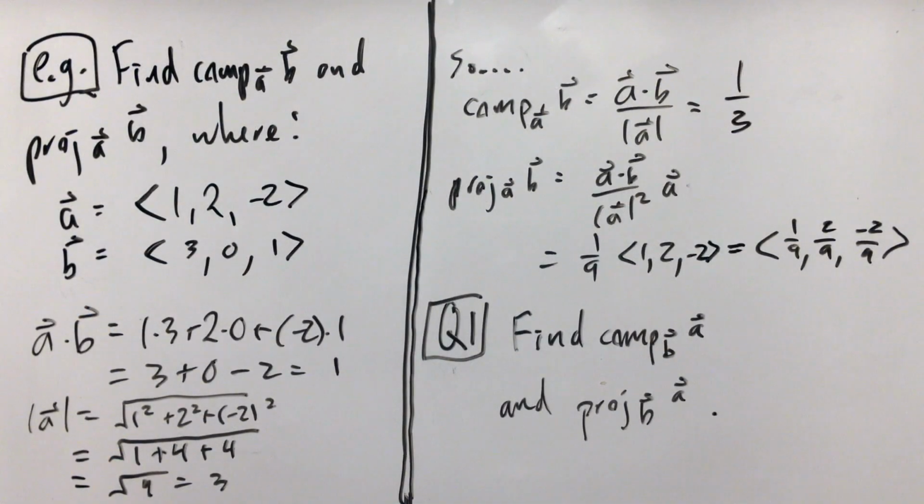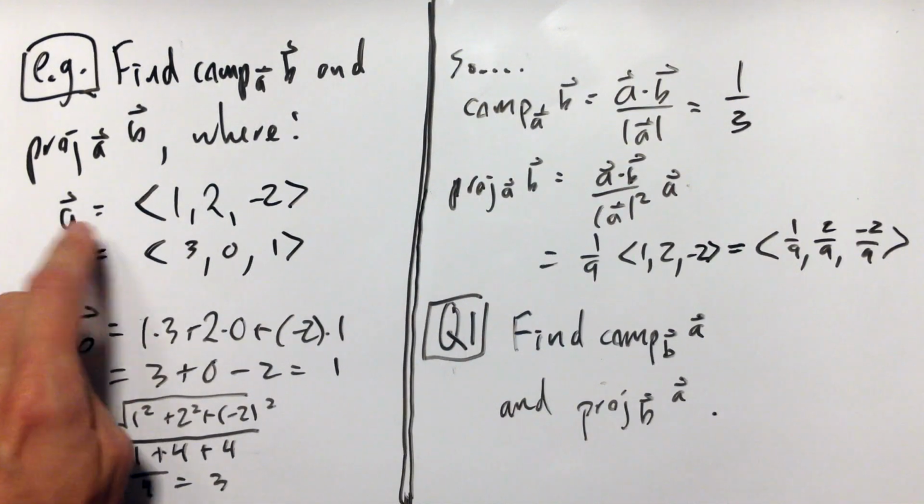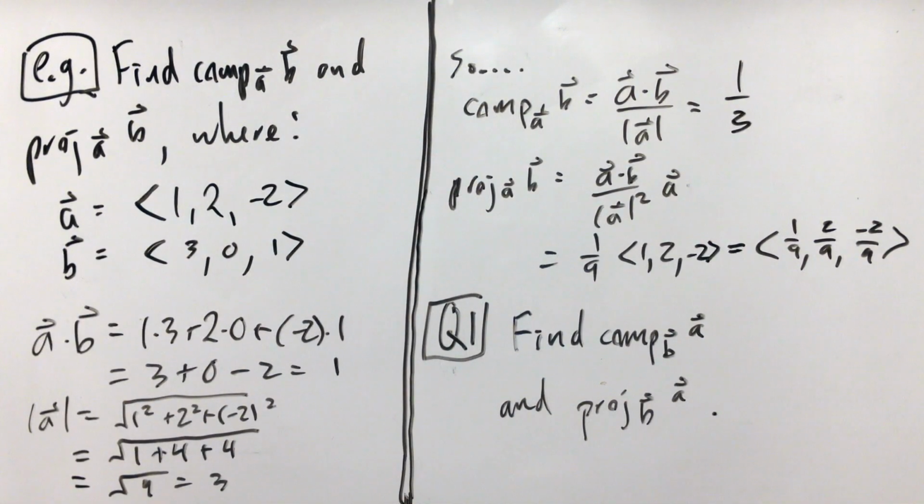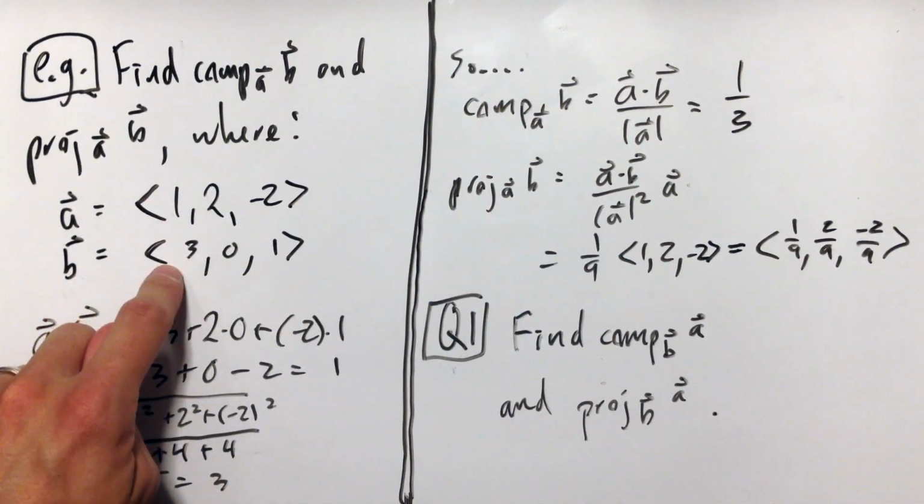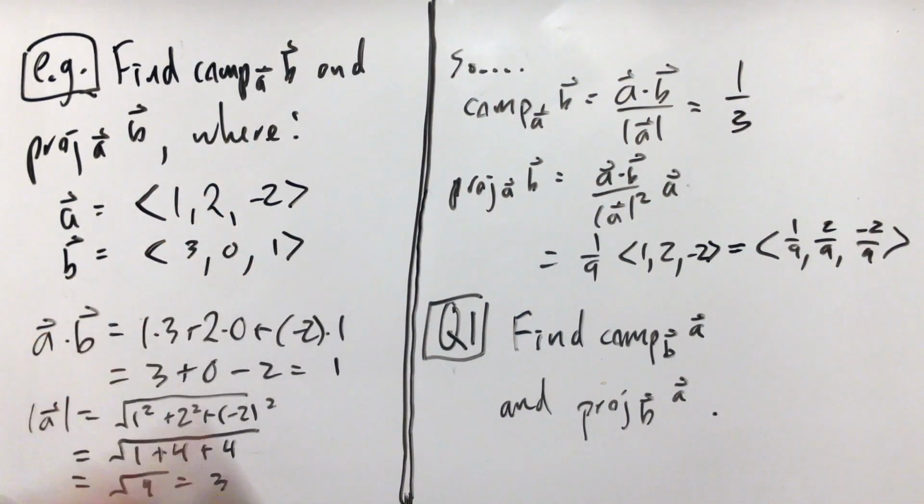Let's do an example. Let's find the component of B along A and the projection of B along A, where A is the vector with components 1, 2, and negative 2, and B is the vector with components 3, 0, and 1. So for both of these things, we're going to need to compute two things, A dot B and the magnitude of A. A dot B is 1 times 3 plus 2 times 0 plus negative 2 times 1, which is 3 plus 0 minus 2, which is 1. And the magnitude of A is the square root of the sum of the squares of the components of A. So that's 1 squared plus 2 squared plus negative 2 squared, which gives me 1 plus 4 plus 4. That's 9, and taking its square root, I get 3.